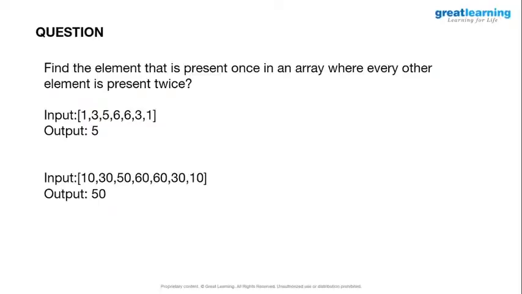So let's see the question and now let's try to analyze this. What are the things that we have to do? The input is 1, 3, 5, 6, 6, 3, 1. So every element is repeated twice. 1 is repeated twice, okay?